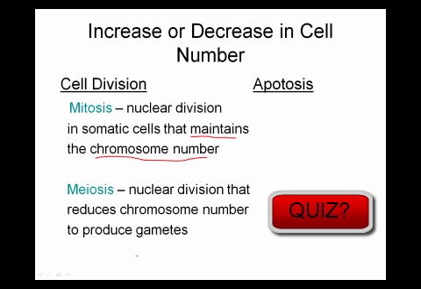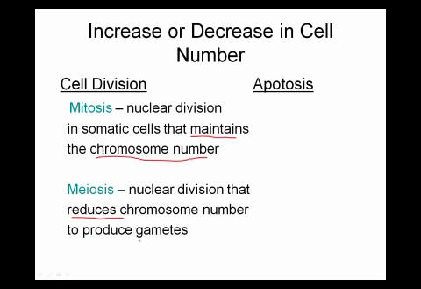A second type of cell division, meiosis, is a nuclear division that reduces the chromosome number, and this occurs to produce gametes, the sperm and the egg. We'll be spending more time looking at both mitosis and meiosis in this lesson.